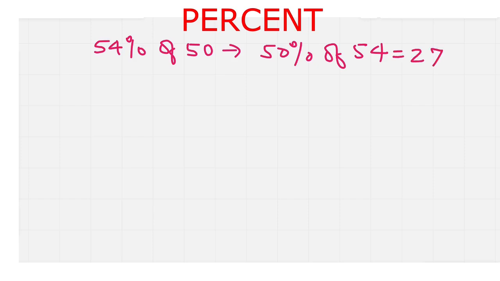54% of 50. If we solve 54% of 50, then we will first solve for 50% and then for 4% and then we will add it. Instead of solving this, if we solve 50% of 54, as we know 50% is half, 50% of 54 will be 27. This way it will become easy to solve 50% rather than 54%.